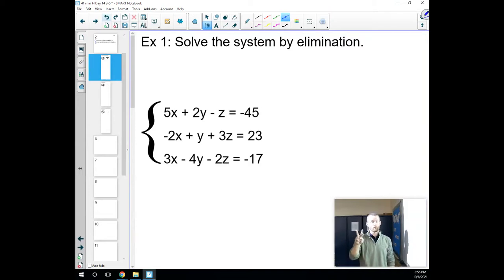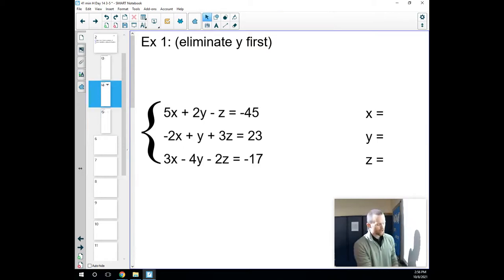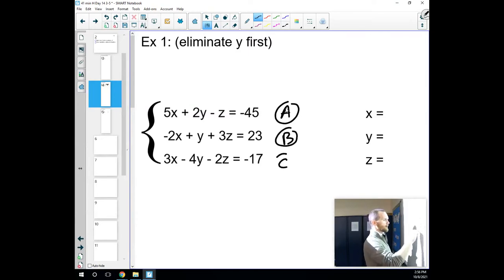Now, I'm actually going to show you both ways to do this problem. First, we're going to do this problem by eliminating y, and then we'll do this problem by eliminating z. Now, obviously, you don't have to do this problem twice, but I want to show you that there's two roads to get to the same answer. Right? So let's eliminate y first. Let's label these A, B, and C, just so it's a little easier to talk about.